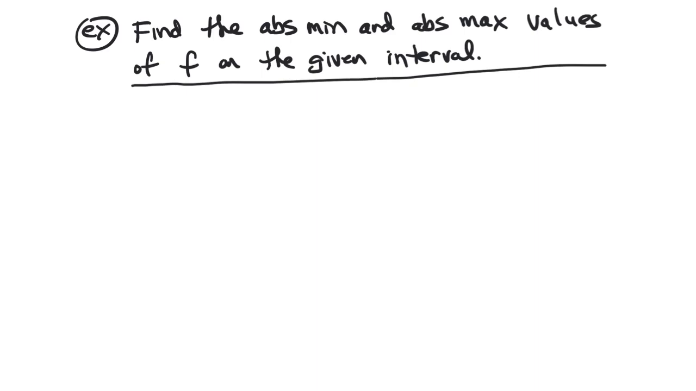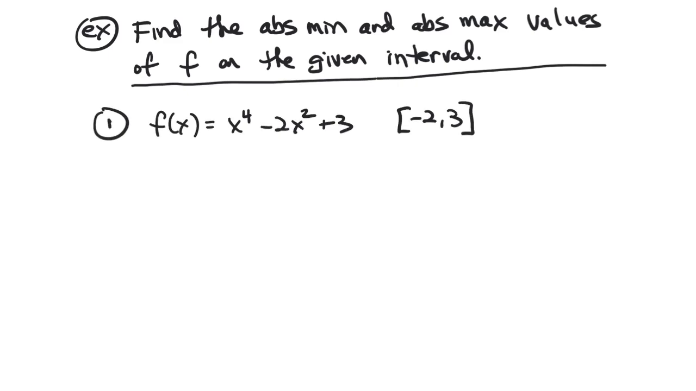Let's try this one. Look at example 1. It says f of x equals x to the 4th minus 2x squared plus 3, and they give us this interval from negative 2 to 3. If you remember what we're looking for here: the absolute min and the absolute max, not local, the greatest and the smallest values of this function on this interval.